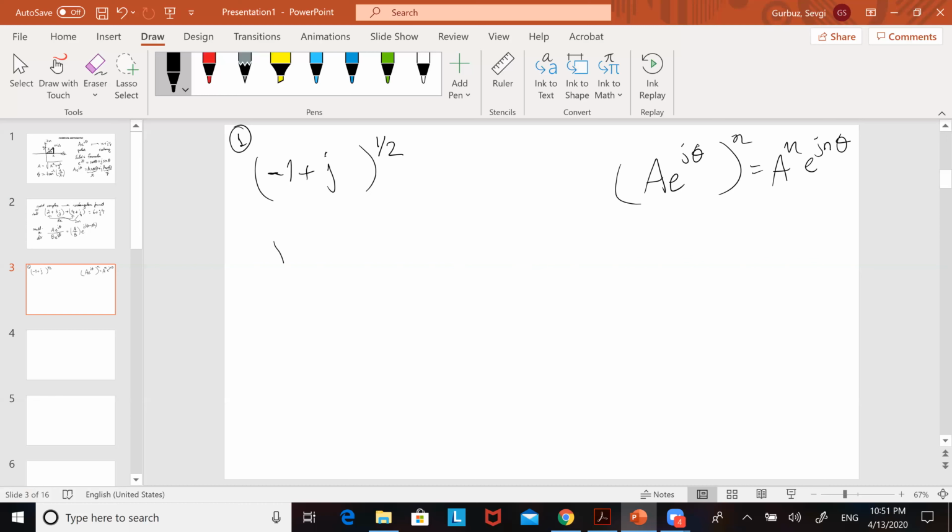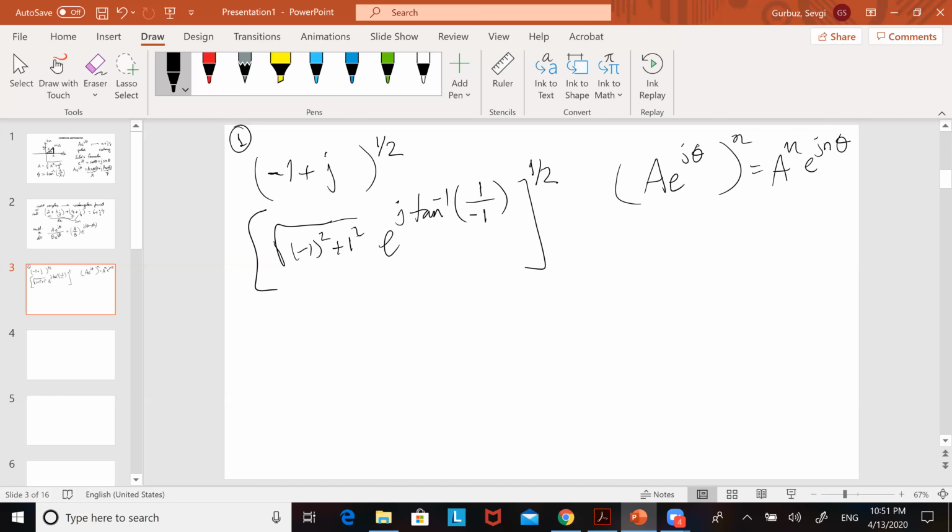The magnitude would be the square root of the sum of the squares of the real component and the imaginary component. So we would get minus 1 squared plus 1 squared as the magnitude of the number. And the angle of the number would be the tangent inverse of the imaginary component, which is 1, divided by the real component, which is minus 1. And then, of course, all of this we then need to square root, so we take it to the 1/2.